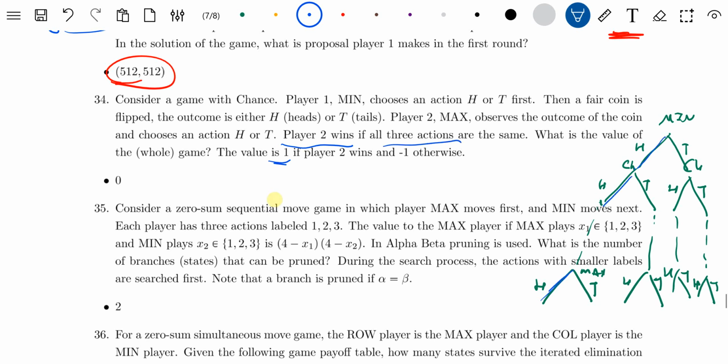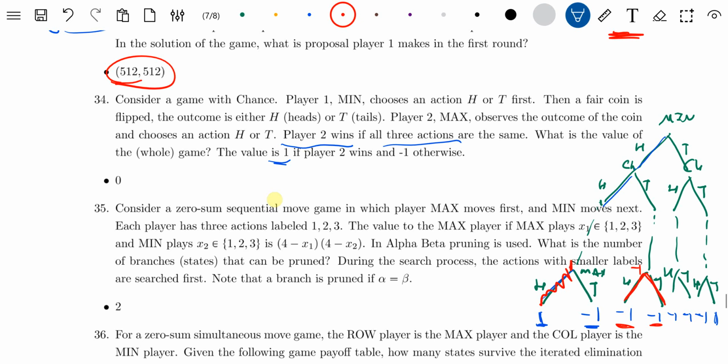So here is H, H, H. So all three actions are the same. So max wins, otherwise max loses. So here max would lose because it's HT. They are not all three of them the same. So this is -1. TTH is losing. TTT is winning. So max is always picking the max among these two. So max between 1 and -1 is 1. So I'll do this. Max between -1 and -1 is the same. So either one is okay. I just copy the number -1.